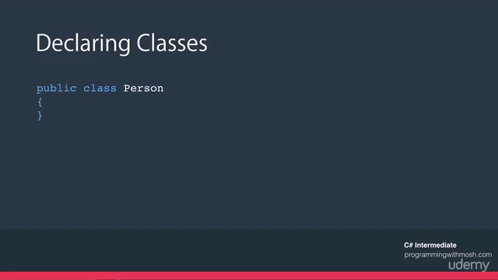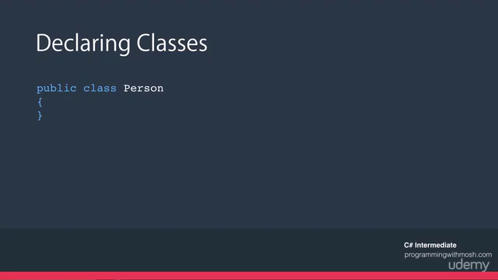Here's a basic syntax for declaring a class. Public and class are reserved keywords in C#, and that's why I've indicated them with blue. Public is what we call an access modifier, and that's something you're going to learn later in this section. So for now, don't worry about it.